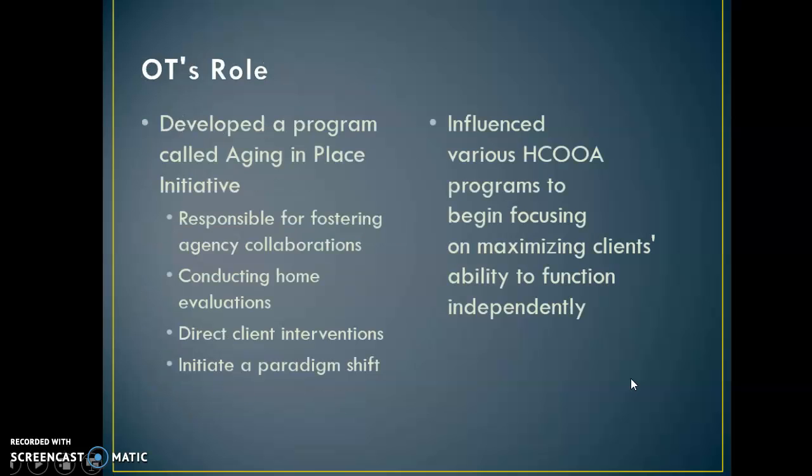So the OT's role in fall prevention. In the chapter, like I said, they developed a program called Aging in Place Initiative. The OTs are responsible for fostering agency collaborations, conducting home evaluations, direct client interventions, and they initiate a paradigm shift.